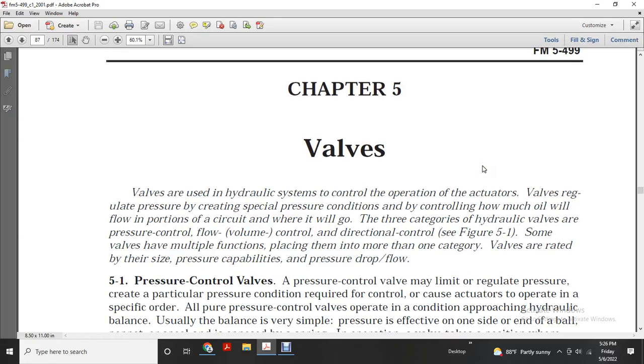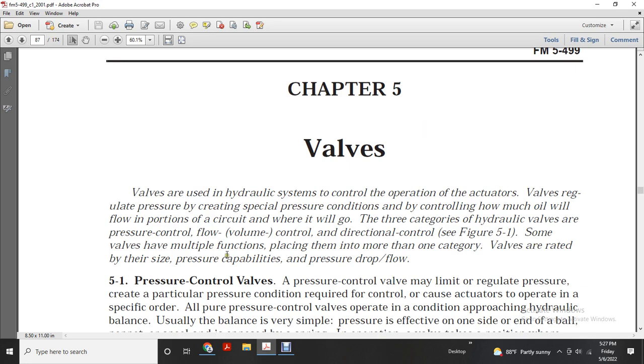Field Manual 5-499, Chapter 5, Valves. Valves are used in the hydraulic system to control the operation of actuators, regulate pressure for creating special pressure conditions, and control how much oil will flow into a portion of the circuit. Three categories of hydraulic valves are pressure control valves, volume control valves, and directional control valves. See Figure 5.1. Some of the valves have multiple functions, placing them into more than one category.